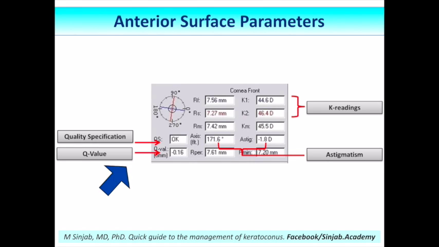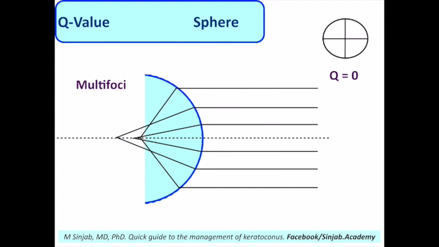Now we will come to the Q value. The Q value represents the shape of the cornea. I mean the slope of the cornea. Now, the slope of the cornea is the relationship between the central part of the cornea and its peripheral part. I'll explain this by these illustrations. Suppose we have the cornea, suppose this cornea takes the shape of a sphere. In this case, the Q value equals 0.